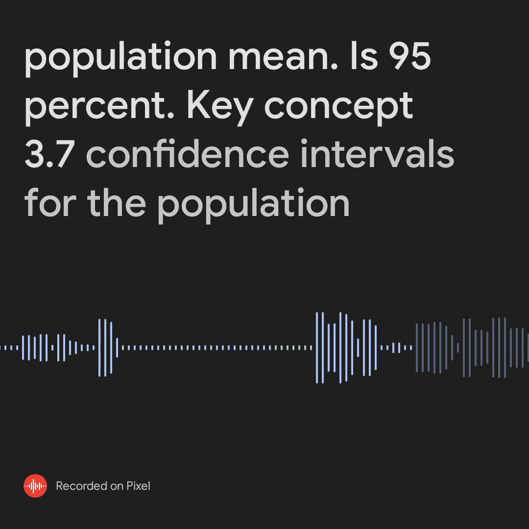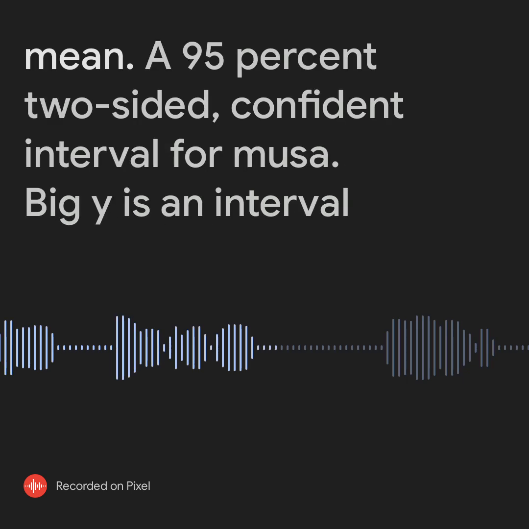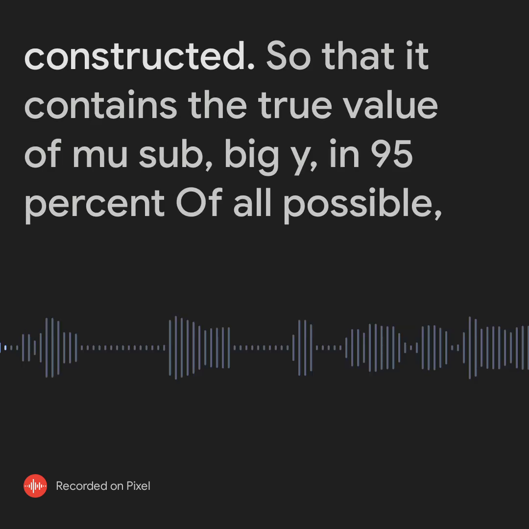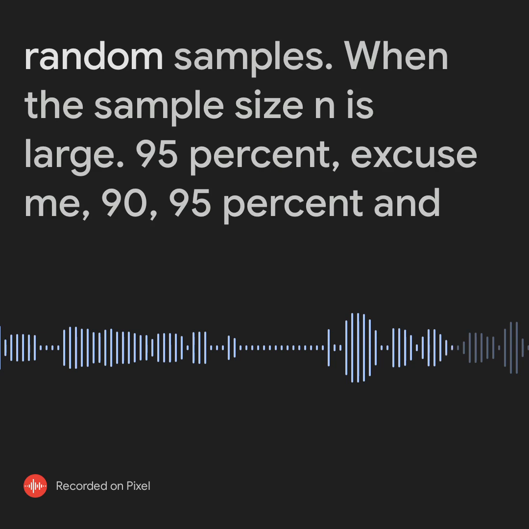Key Concept 3.7: Confidence intervals for the population mean. A 95% two-sided confidence interval for mu sub big Y is an interval constructed so that it contains the true value of mu sub big Y in 95% of all possible random samples.